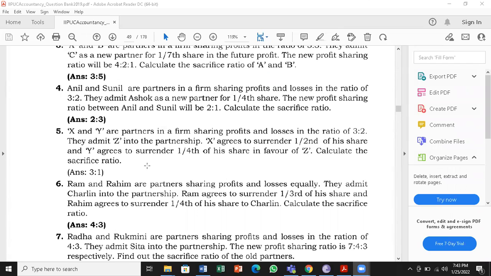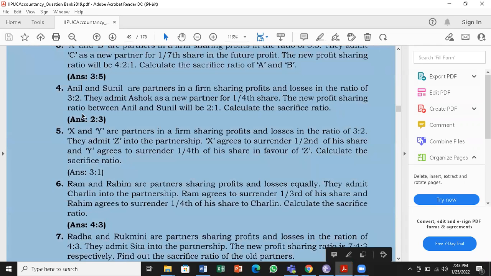So page 33, problem number 4. Anil and Sunil are partners in a firm sharing profits and losses in the ratio of 3:2, old ratio. They admit Ashok as a new partner for 1/4 share. So Ashok will be given 1/4 share. The new profit sharing ratio between Anil and Sunil will be 2:1. So for Anil and Sunil, they have told here, and for Ashok, they have given the sentence here.